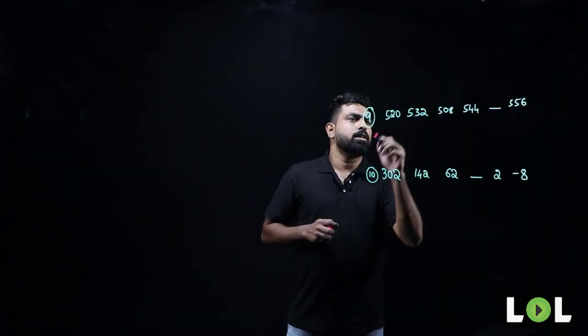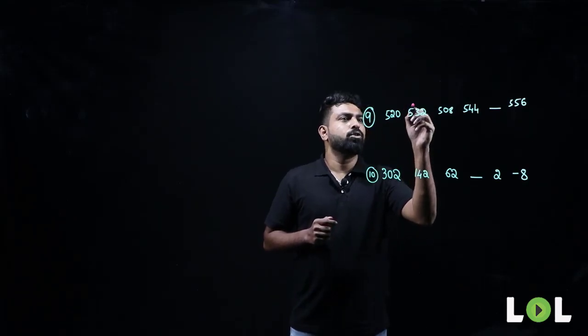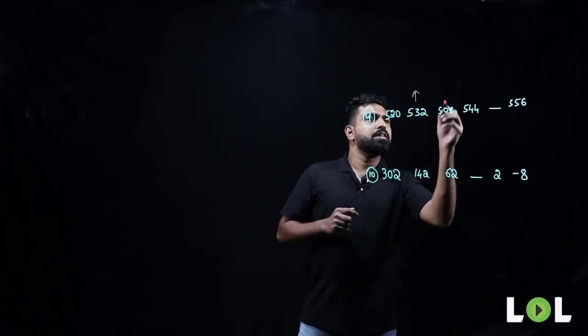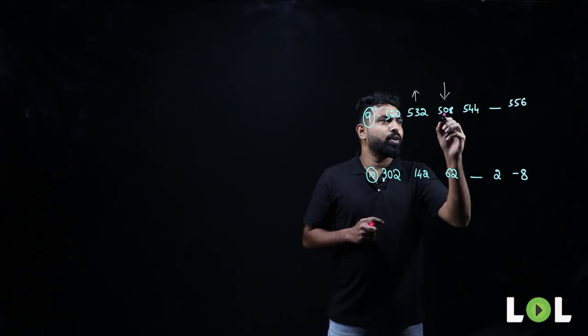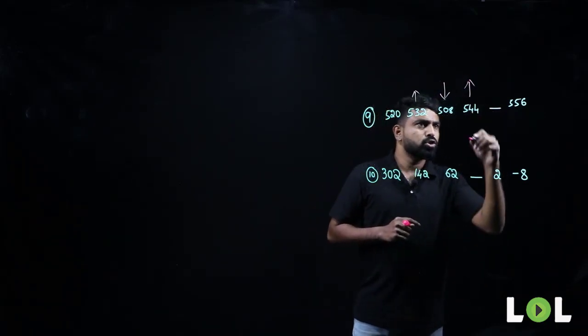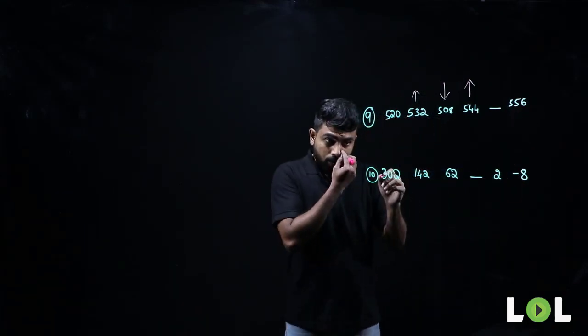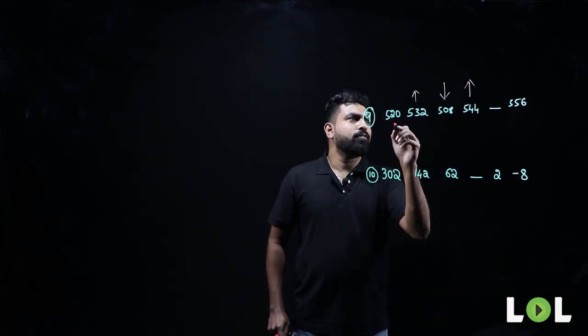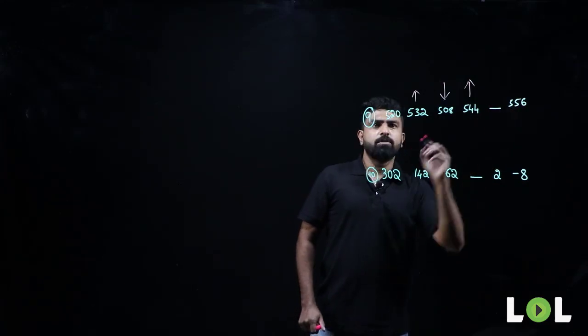What's happening here? The first term is 520. It's increasing to become 532. Then again, this is decreasing here. 508 is again increasing to become 544. We don't know about the missing term. So let's stop here. What if the difference between the first term and the last term is not very much?